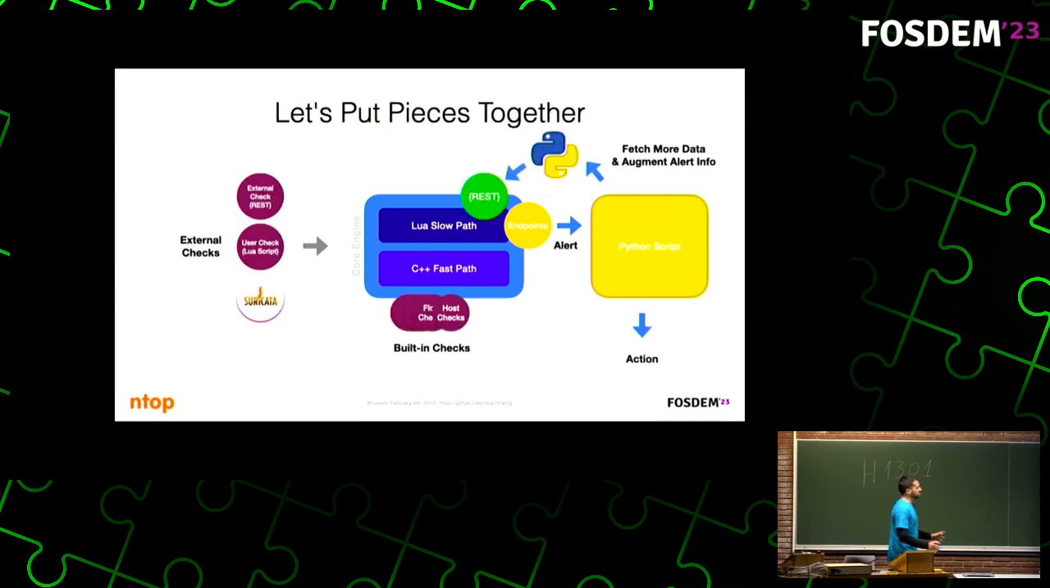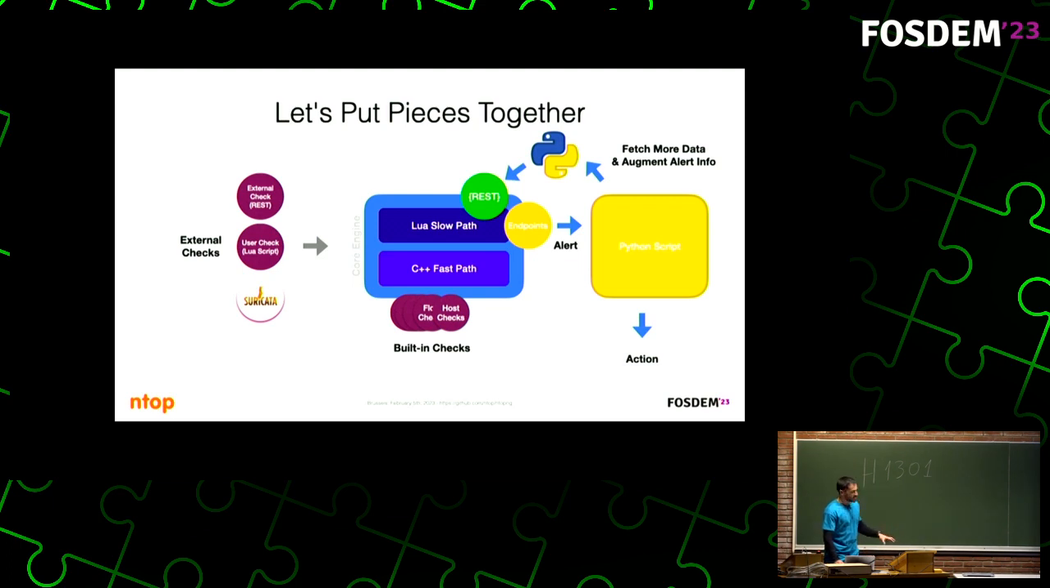So let's try to put all the pieces together. We receive an event which is generated by an internal check or an external check. This event can call a Python script. This Python script can get information from the alert itself or can query the engine through this API that we created to fetch more data and augment the alert information. And this can have some logic and trigger some action. So you can write your actions here to react to this event.